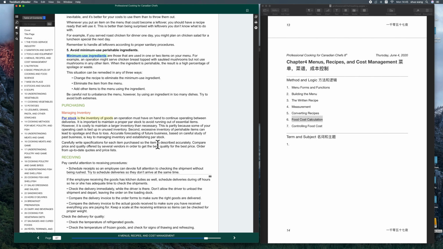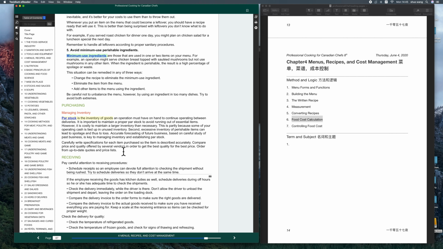Accurate forecasting of future business, based on careful study of past business, is key to managing inventory and establishing par stock. Carefully write specifications for each item purchased so the item is described accurately. Compare price and quality offered by several vendors in order to get the best quality for the best price. Order from up-to-date cost and price lists.